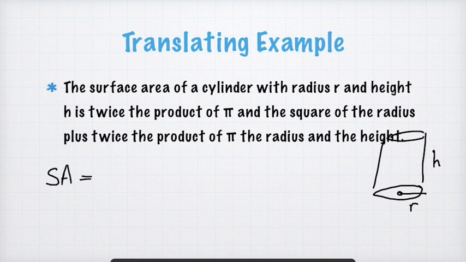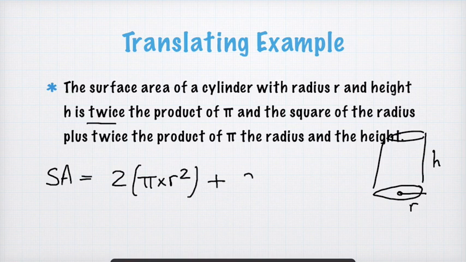Surface area is going to be equal to twice the product, so product implies multiplication, of pi and the square of r, so radius, plus twice, so we're doing two of them, the product of pi times the radius and the height. And that's going to be our translated example.